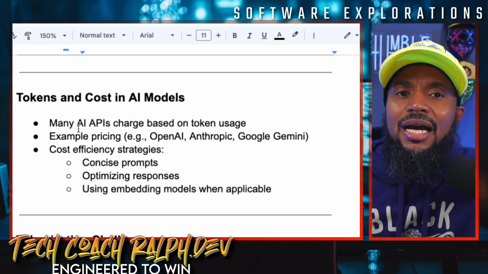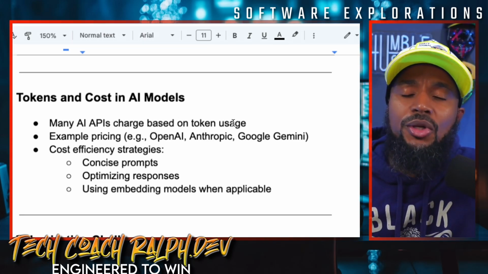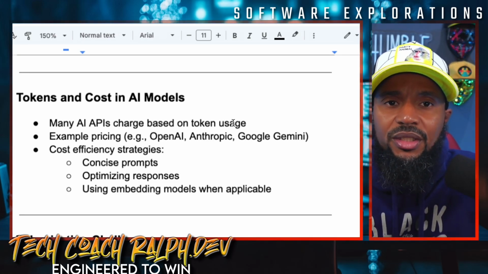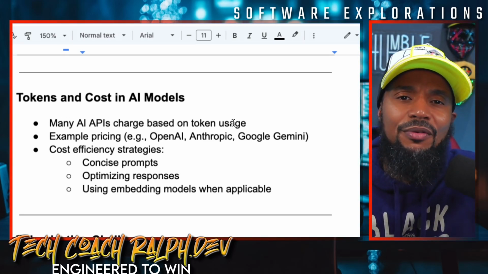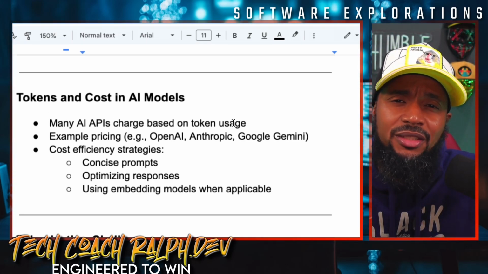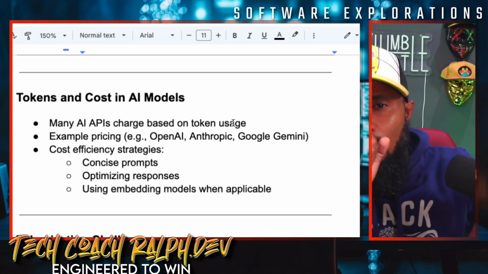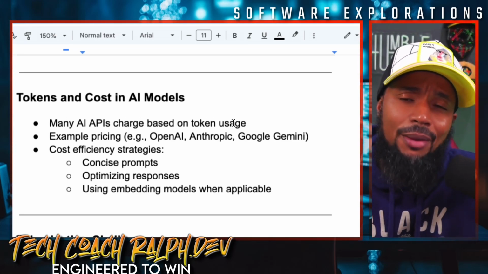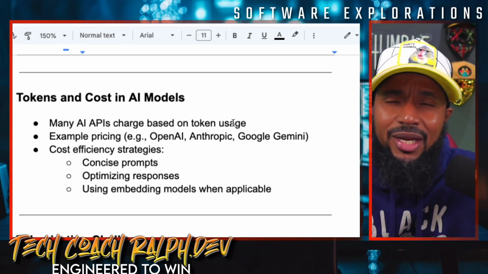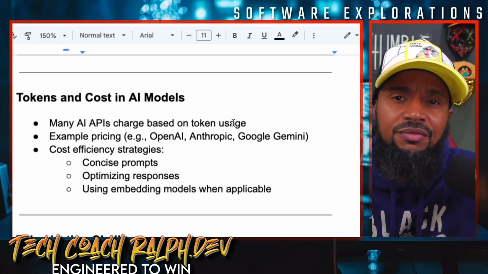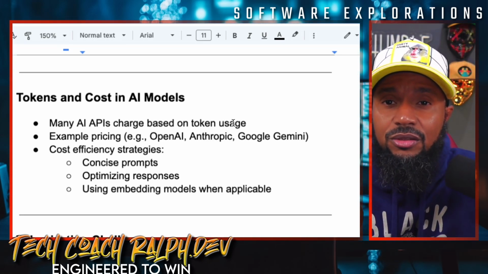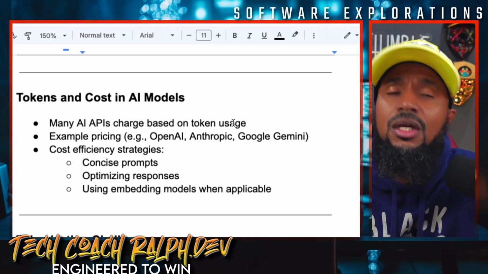All right, next up, tokens and cost in AI models. Many AI, artificial intelligence, APIs charge based on token usage, and you've seen us purchase tokens. I'm not going to jump into an example of the pricing because we've purchased them live on air, but OpenAI charges for its tokens. Anthropic charges for its tokens. Google Gemini charges for its tokens, although based on your account, you might get some free usage of the Gemini API. And what is the other one? Perplexity charges for tokens, which we purchased. We purchased all of those.